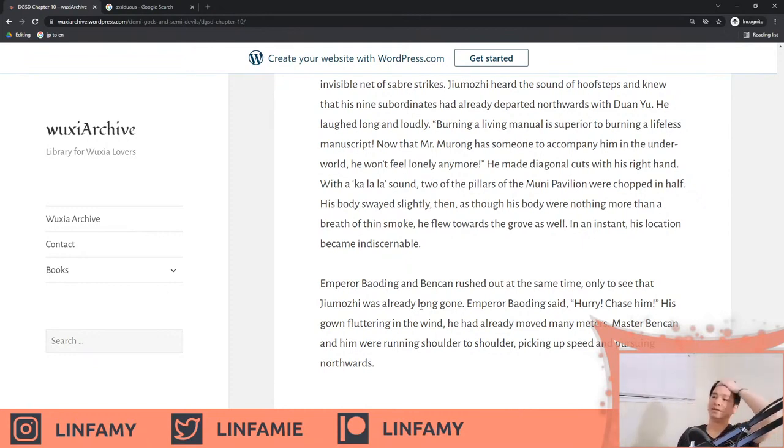Yeah. So he was beating this Jiumozhi guy. But then he got caught, and now he has been kidnapped.